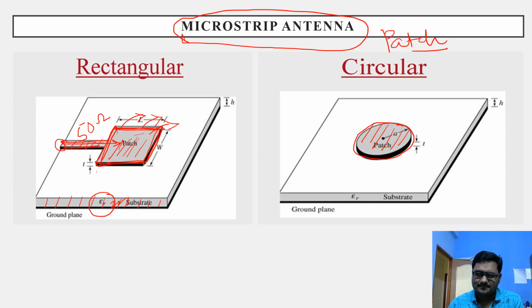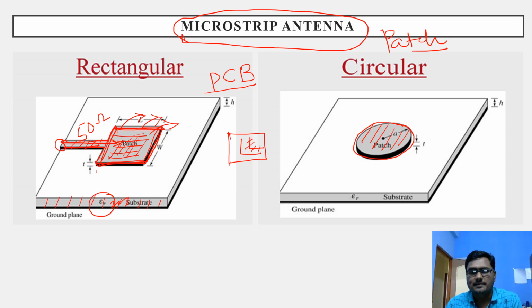The structure is similar to our PCB. So many times we are dealing with this PCB. What is there on the PCB? There are so many tracks on the PCB. For example, if this is the PCB, there are so many tracks on it. Those tracks are printed on the PCB. Like this, you just need to print a patch on a material, and this will radiate. This is the actual structure of a microstrip antenna.